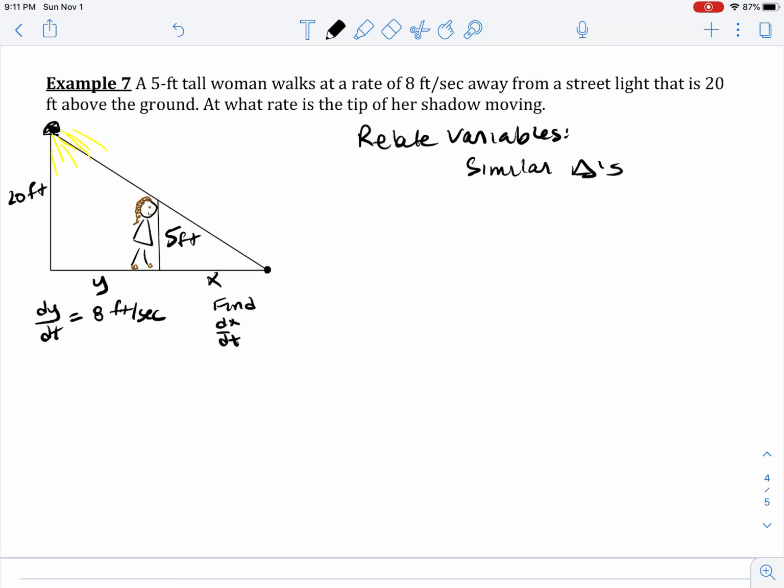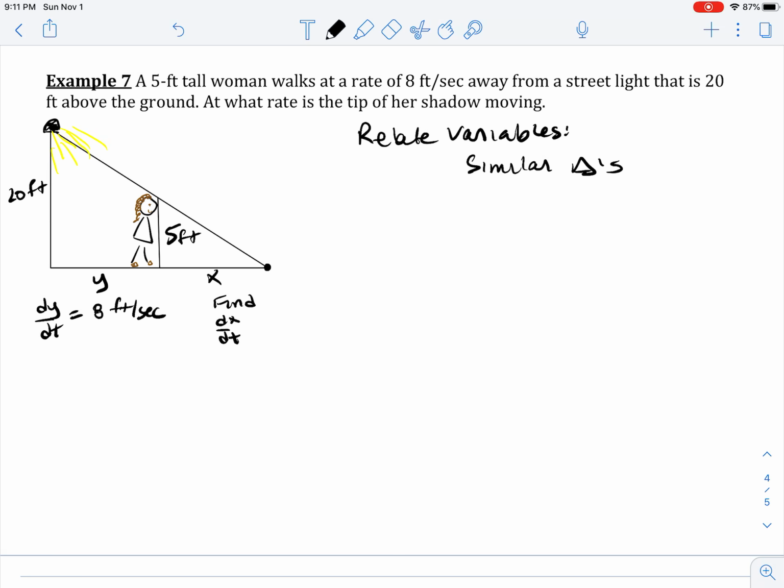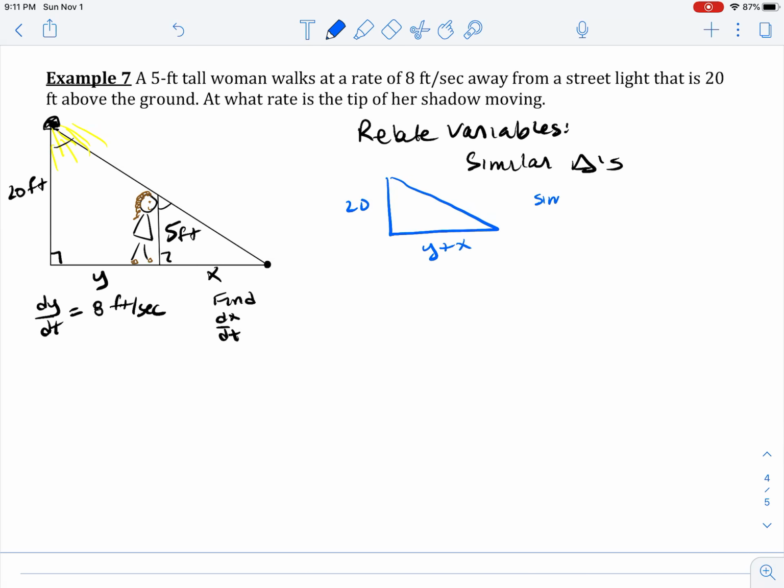And we know similar triangles are the same shape but different sizes. And we note that the bigger triangle and the smaller triangle inside are going to be similar because we have the same interior angles, right? If we've got those corresponding angles and those are parallel, then the other angles are going to be the same too. So we're going to have some similar triangles. So I can see that the bigger triangle is going to be 20 by y plus x. That's going to be similar to the smaller triangle, which is going to be 5 by x, right?